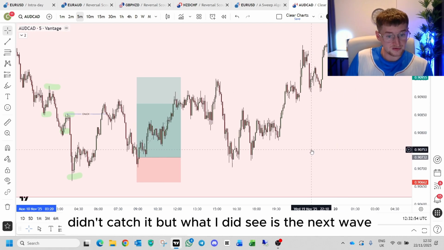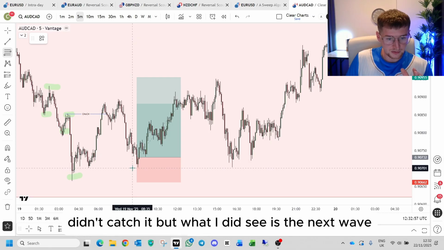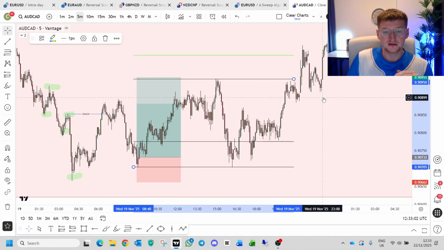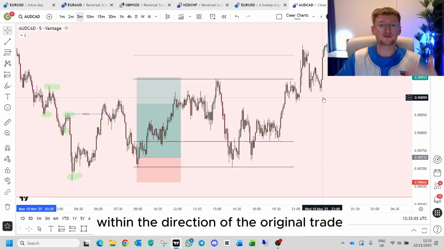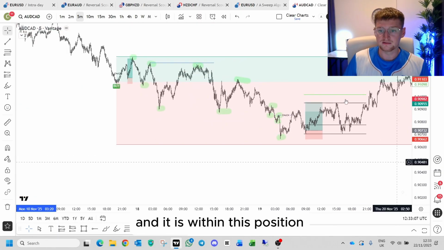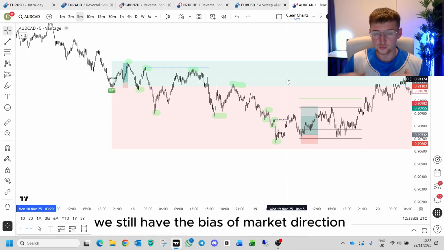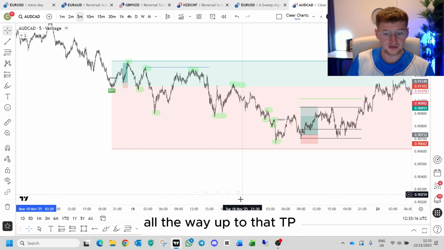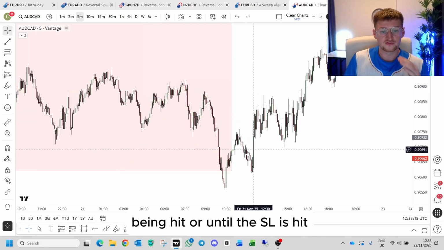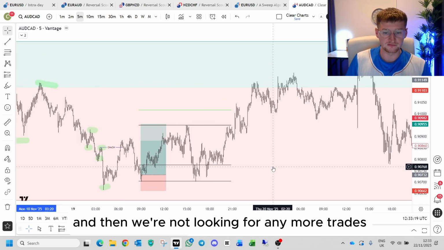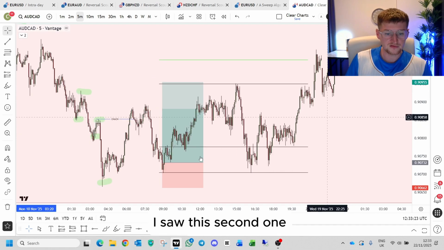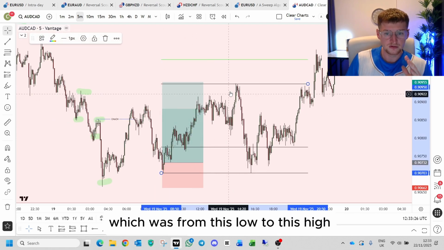But what I did see is the next wave. Like I mentioned on the first trade, as long as this is trading within the direction of the original trade, and it is within this position, we still have the bias of market direction, and we will trade the wave structure all the way up to that TP being hit or until the SL is hit, and then we're not looking for any more trades. So this trade was playing out. I saw this second one, which was from this low to this high.